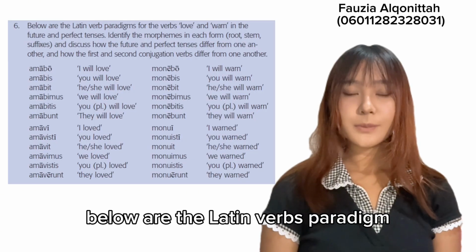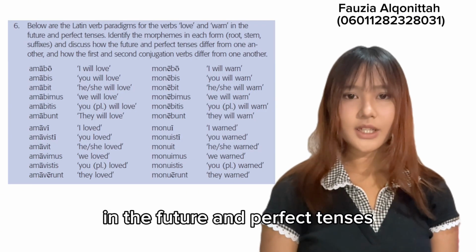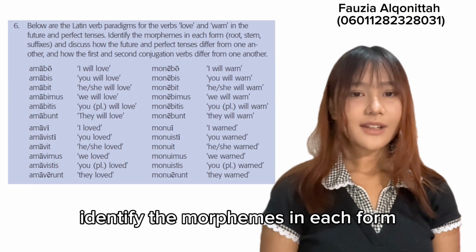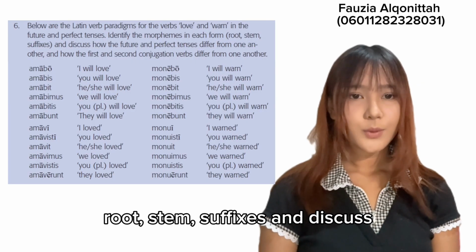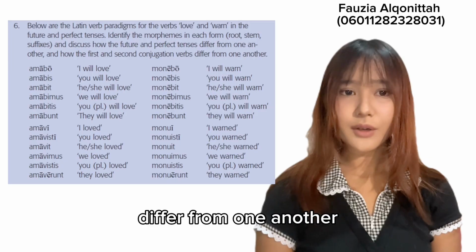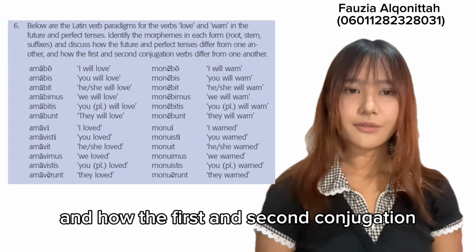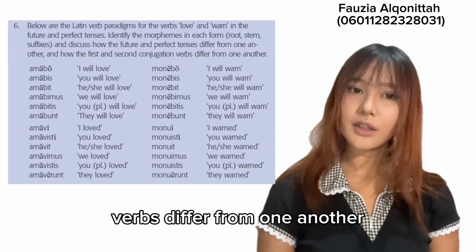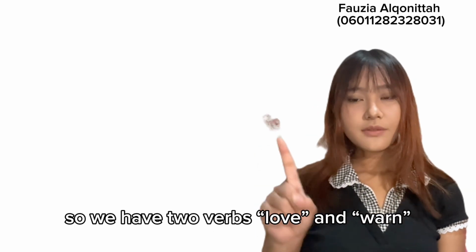Below are the Latin verb paradigms for the verbs love and warn in the future and perfect tenses. Identify the morphemes in each form, root, stem, suffixes, and discuss how the future and perfect tenses differ from one another and how the first and second conjugation verbs differ from one another. So we have two verbs, love and warn.